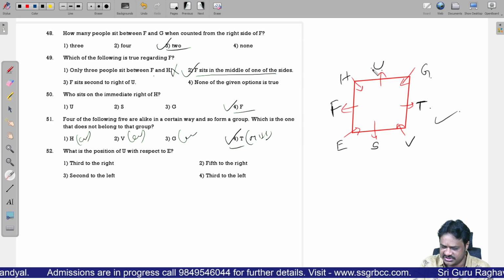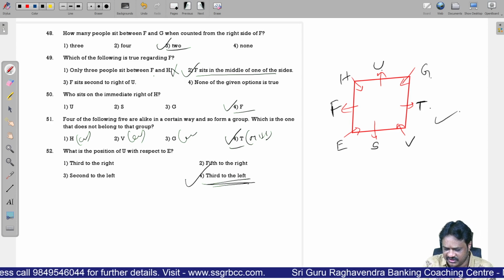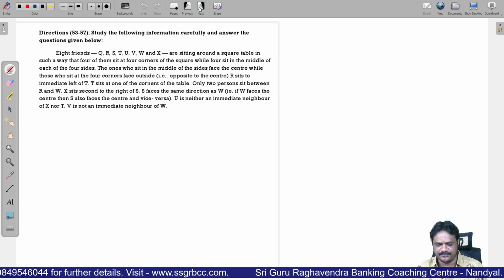So first to second, third. Third to the left. Why? Because E is facing to the center. Third to the left is the correct answer. Next one.